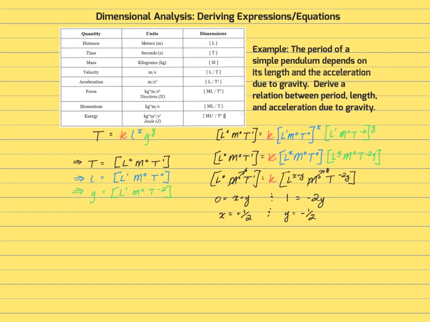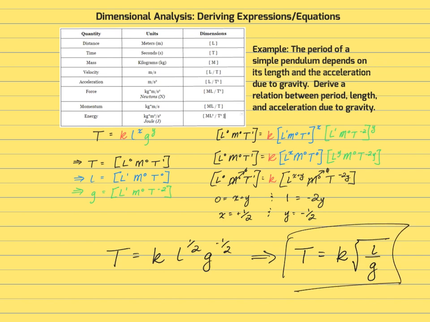So what does that mean for us? Well, we just figured out what this x and this y are. So we can rewrite this expression now, and we can say that T is equal to some constant times L to the 1/2 and g to the negative 1/2. We can simplify that even further, and we can say that T is equal to k square root of L over g.